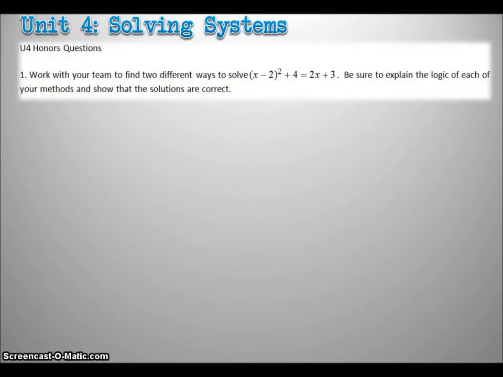The problem was: work with your team, in this case I am your team for today, to find two different ways to solve (x minus 2) squared plus 4 equals 2x plus 3. Be sure to explain the logic of each of your methods and show that the solutions are correct. This may seem a little wordy, but the main objective is to find two different ways to solve (x minus 2) squared plus 4 equals 2x plus 3. But before doing so, let's figure out what's really in this problem.